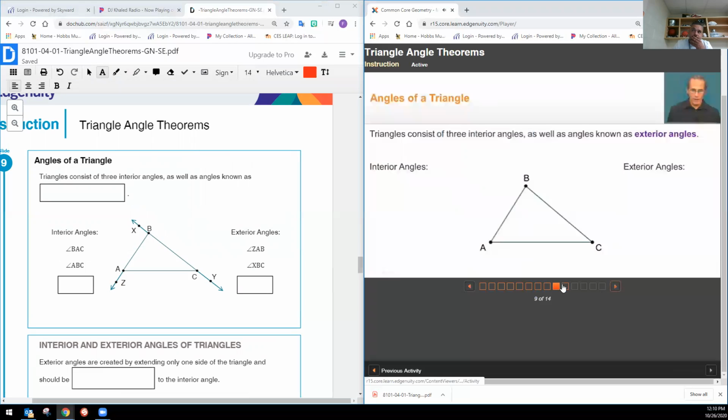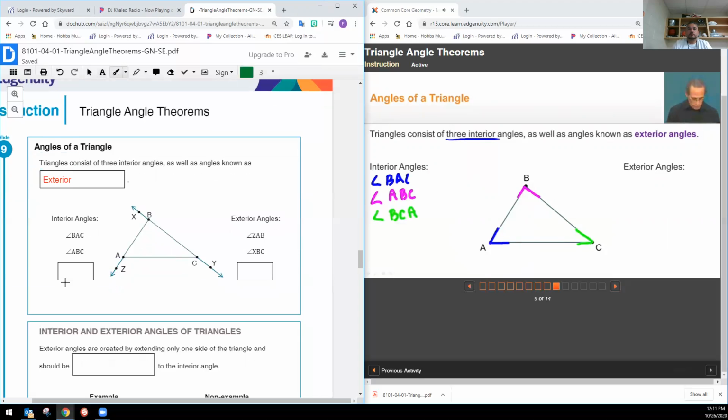Triangles consist of 3 interior angles, as well as angles called exterior angles. Now, we've looked at interior angles and the sum of their measures before. Let's identify them from this triangle. We have angle BAC. Let's see if we can identify that. And angle ABC. And lastly, angle BCA.